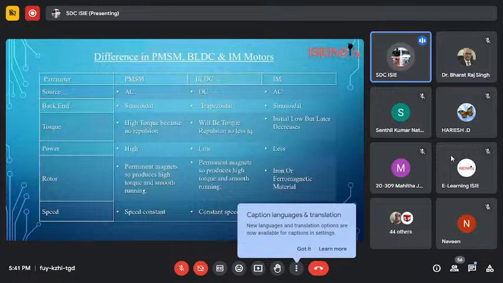In induction motor, as a rotor, we are using iron or ferromagnetic materials. Like in case of squirrel cage induction motor, there are no magnets used there. Or in case of slip ring motor, we are just using the coils there.